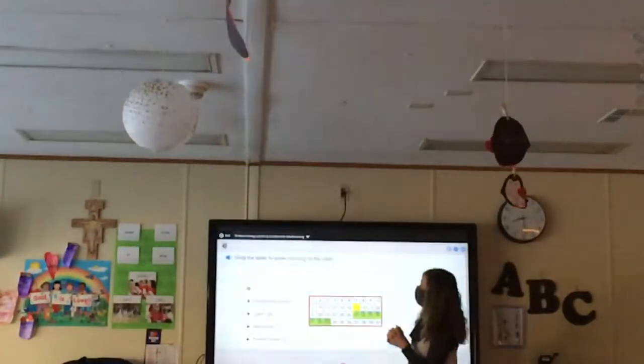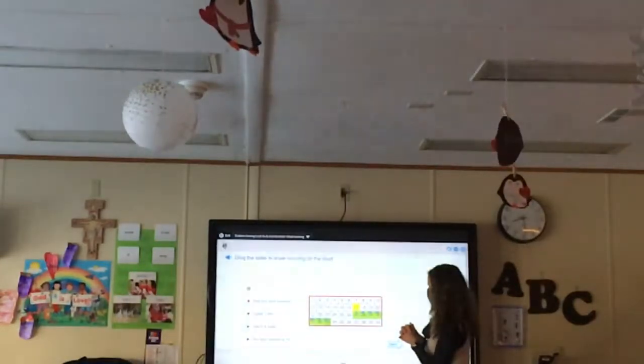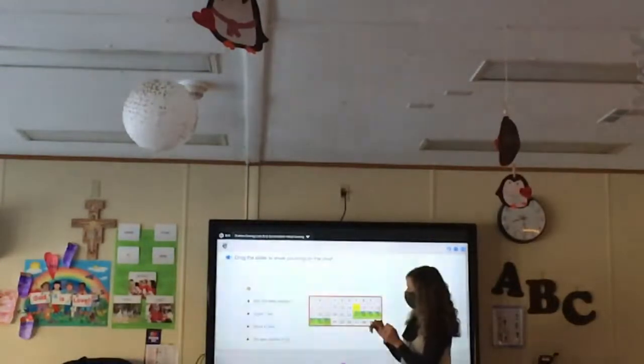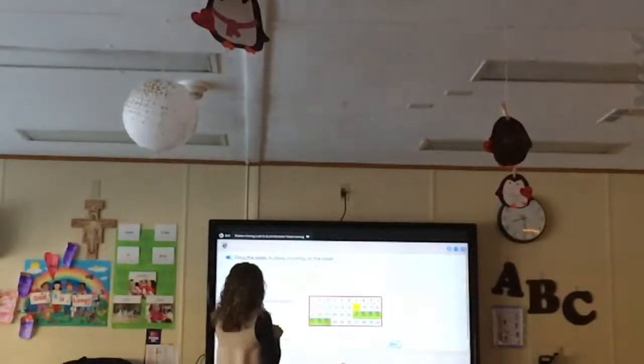Okay, so it says drag the slider to show counting on the chart. Oh boy, this thing is so sensitive. I don't even know if it's going to work.